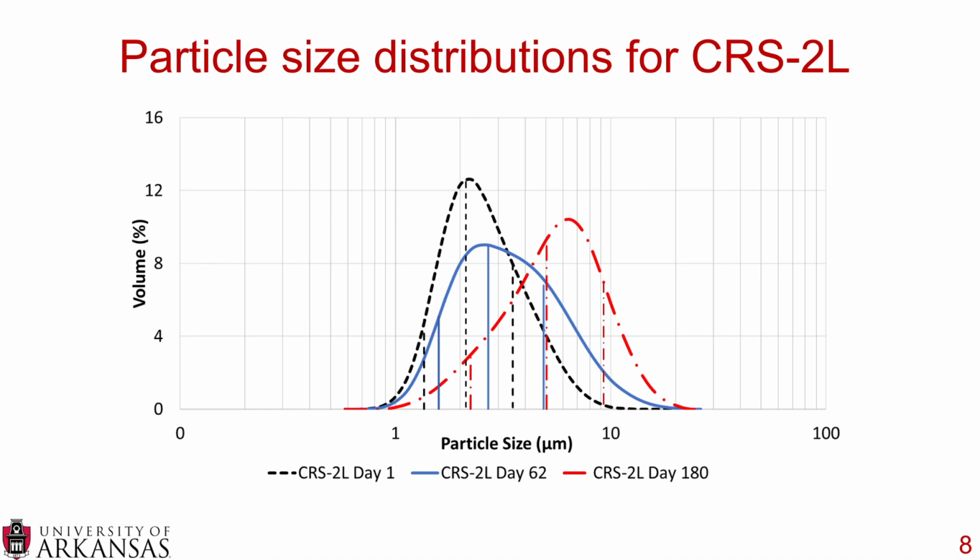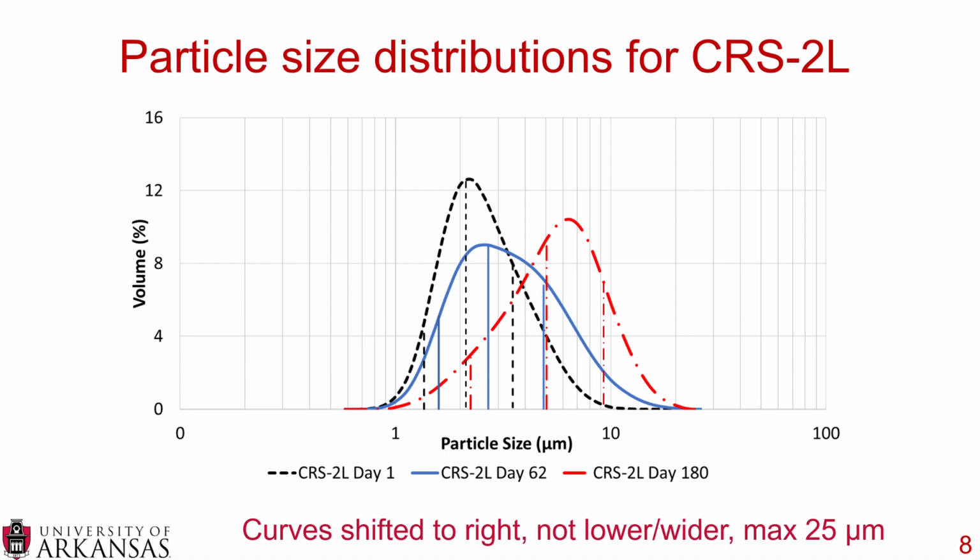Now, unfortunately, or because it's research, this is what it is, but we did not see the same trend for CRS-2L. So this is the latex modified CRS emulsion. And you can see here day 1, day 62, and day 180. It is true the curves do shift to the right, but it is not consistent that they're lower, because actually D62 had the lowest curve. And then it was day 180, and then day 1 had the highest curve.